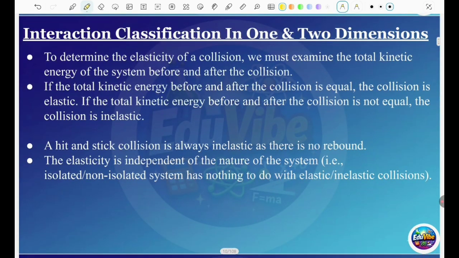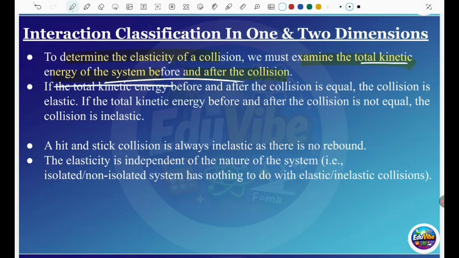Next thing we did is the classification. Interaction classification is for 1 and 2 dimensions. In both dimensions, the classification stays the same. To determine the elasticity of the collision, we must examine the total kinetic energy of the system before and after. For elasticity, elastic or inelastic, we have two types. For this, we have to find the total kinetic energy before and after. If the before and after energy is equal, we have an elastic collision. If not, we have an inelastic collision.